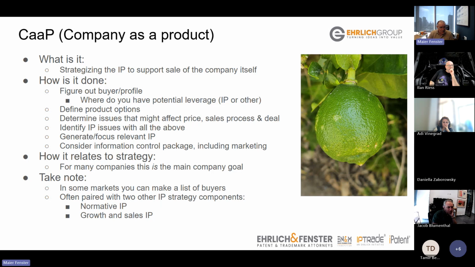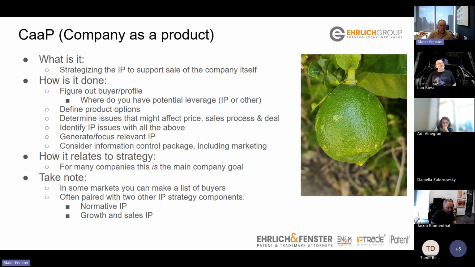I want to distinguish between markets where you can make a list of the people who might want to buy you, and it can be a short list, and markets where you can't do it. Even if you can't make a short list of who might want to buy you, it is still valuable to try to characterize who might want to buy you.